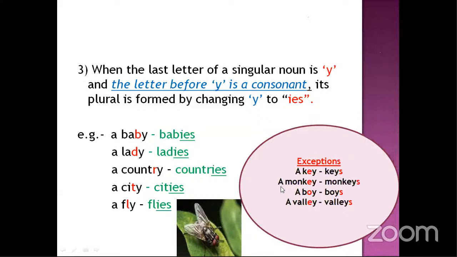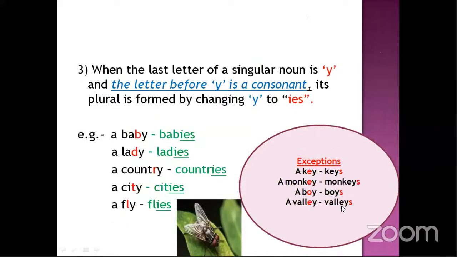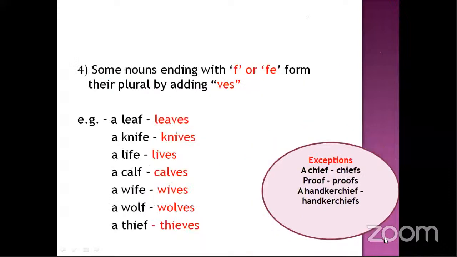Now look at the next example also. A monkey, monkeys. A boy, last letter is Y, the previous letter is O. So the plural word is boys. Next one, a valley, valleys. Okay, good. Now let's move on.